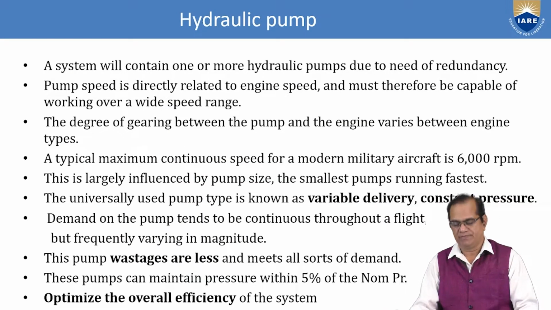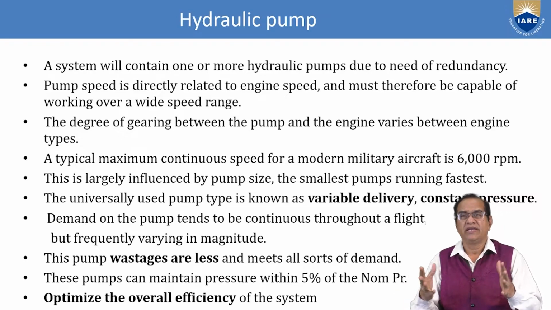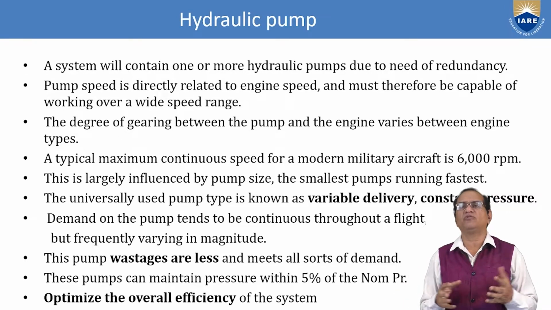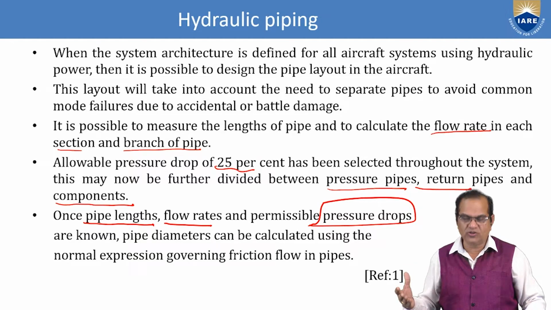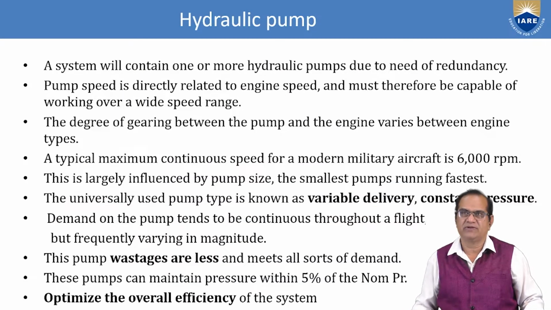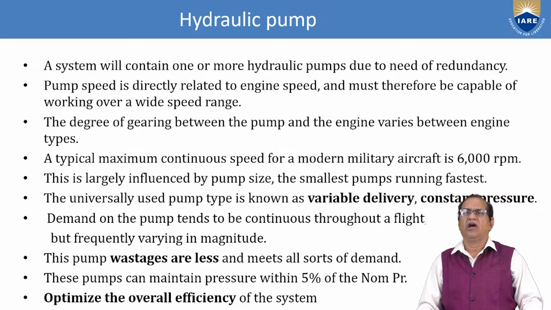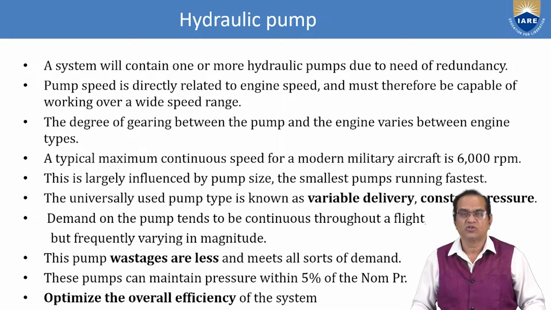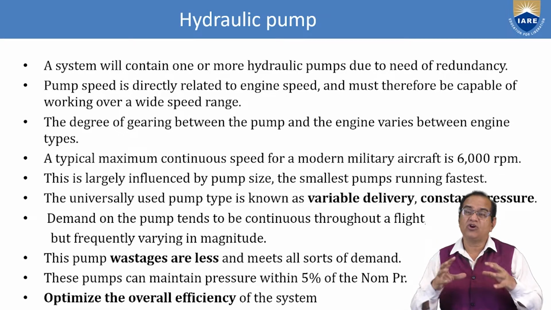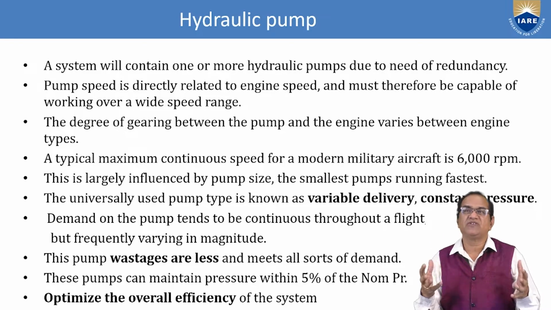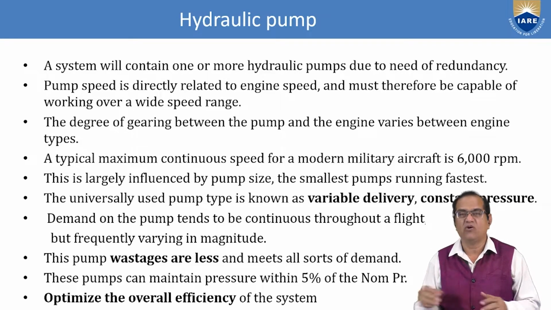Next is the hydraulic pump. In the previous slide, we discussed how the piping is decided, how these things are designed and what criteria are required. If you know the pipe length, the flow rate and the pressure drop, we can find out the size and the diameter of the pipe. Next, a very important component is the hydraulic pump. This hydraulic pump will give the pressure, and how much pressure is required. The higher the pressure, the more efficiently the system can work.